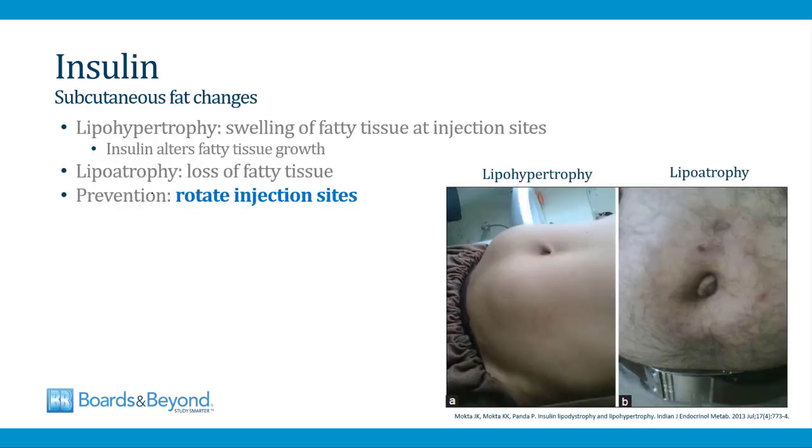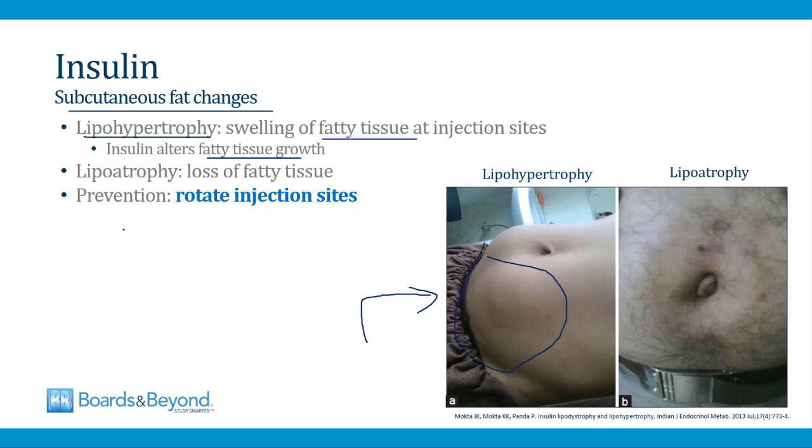And then lastly, subcutaneous insulin injections can lead to subcutaneous fat changes. One of the things that can happen is called lipohypertrophy. This is swelling of fatty tissue at injection sites. And this occurs because insulin alters fatty tissue growth. So that can look like a lump where the insulin is being injected, like in this picture on the screen here.